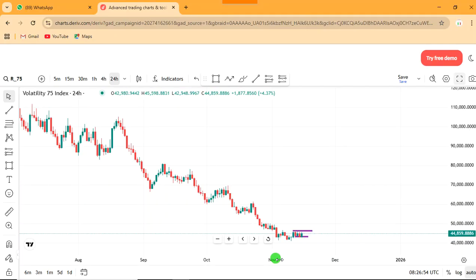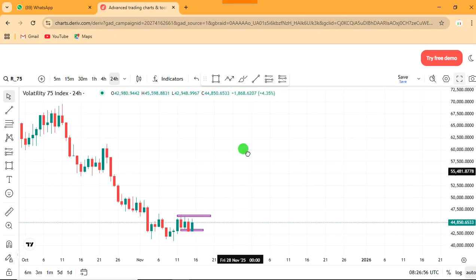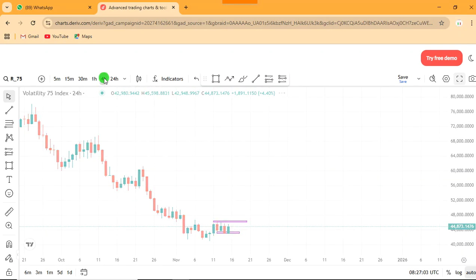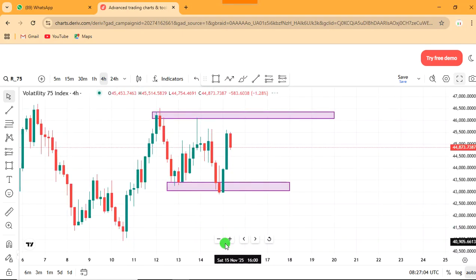You can actually zoom this right here. You can see that it's somehow in a range right here. So what I'm going to do is take it back to the H4. Is it going to break below this? If it actually breaks below this, then I look for a sell down to this previous zone.